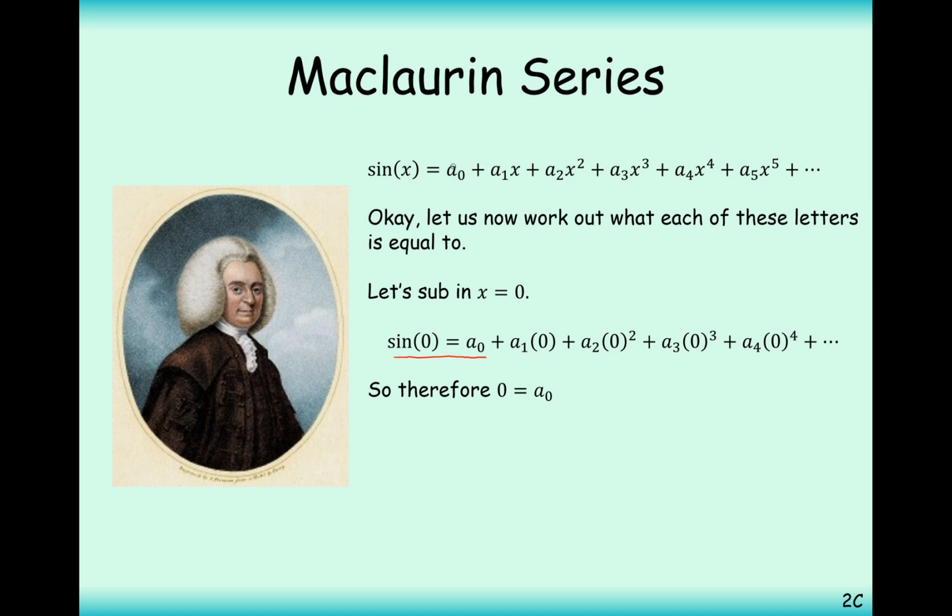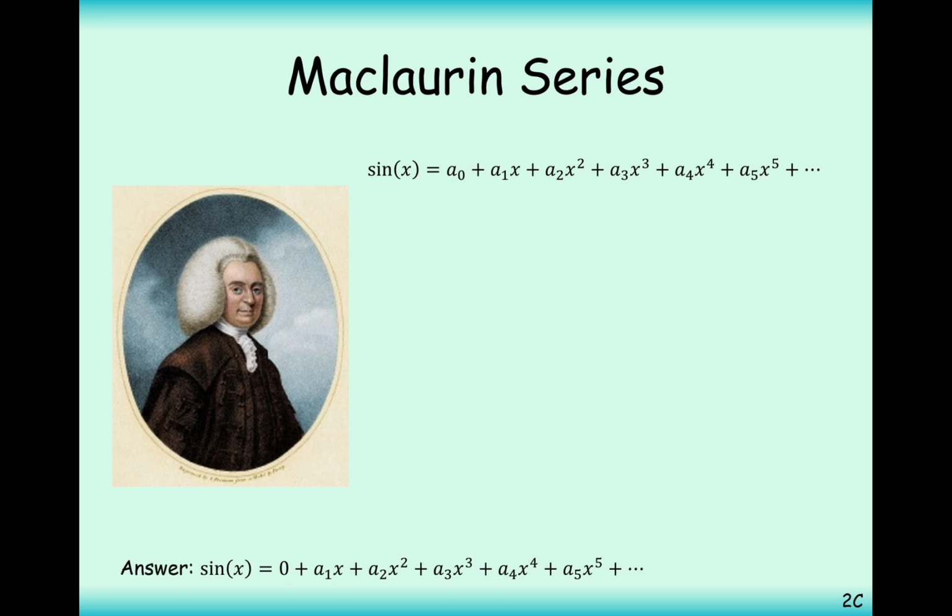So the first number in the Maclaurin series for sine is 0. And don't worry, it's not all going to be 0, that would be just silly. The first bit will be 0. Let's now move on to what a1 might be, and how could we work out what a1 is?